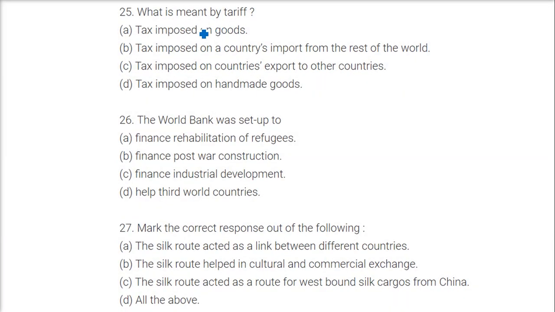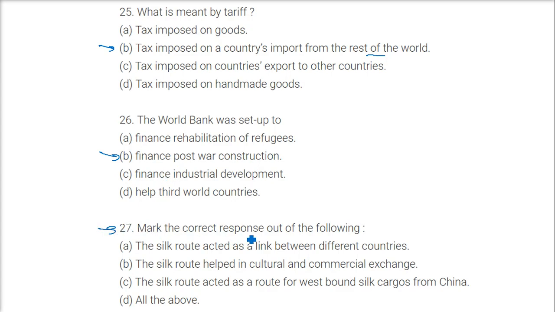What is meant by tariff? The answer here is tax imposed on countries' import from the rest of the world. That is tariff, levied. The World Bank was set up to, the answer here is finance post-war construction. Because there was war, and after war, all the countries were not in a position to stand up themselves. They need some reconstruction agency.